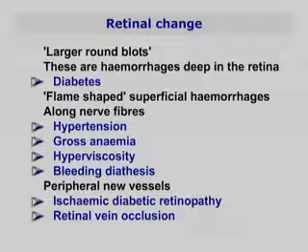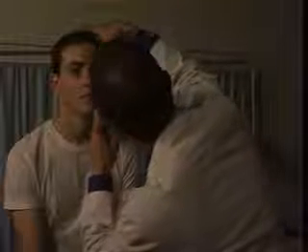Larger round blots are hemorrhages deep in the retina and may be caused by diabetes. Flame-shaped superficial hemorrhages along nerve fibers are signs of hypertension, gross anemia, hyperviscosity, or a bleeding diathesis. Formation of peripheral new vessels are signs of ischemic diabetic retinopathy or from retinal vein occlusion. Then examine the peripheral margins of the fundus by getting the patient to look in different directions or by changing your angle of view.